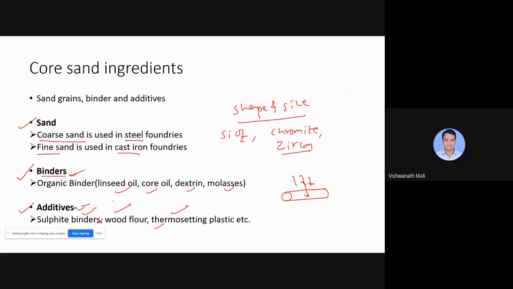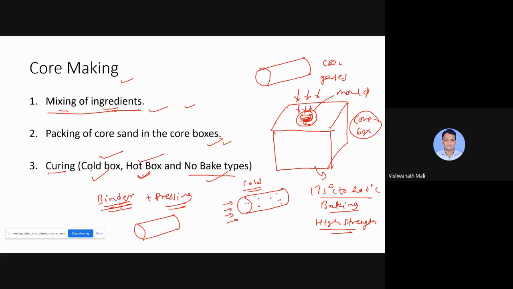So remember, sand plus additives, when we use in cold box process and in hot box. But when we go for no bake box, then sand plus additives plus binder. So this is a no bake box. Understood, please? These three differences.